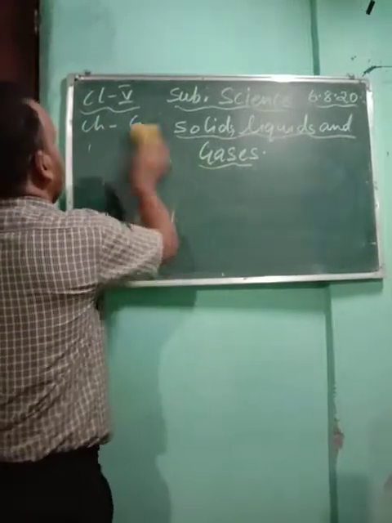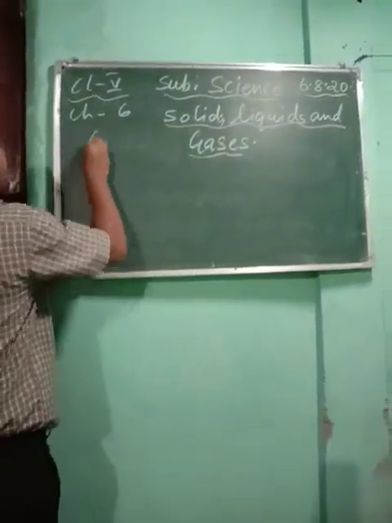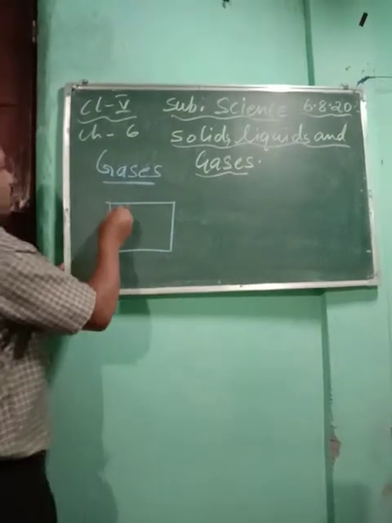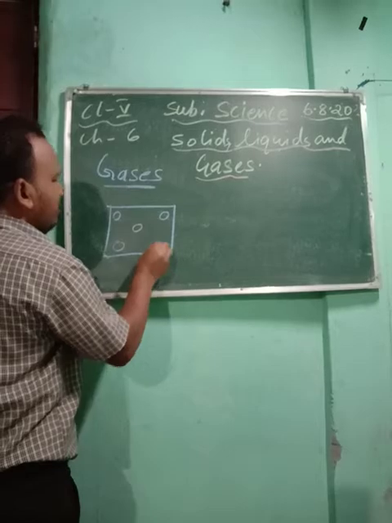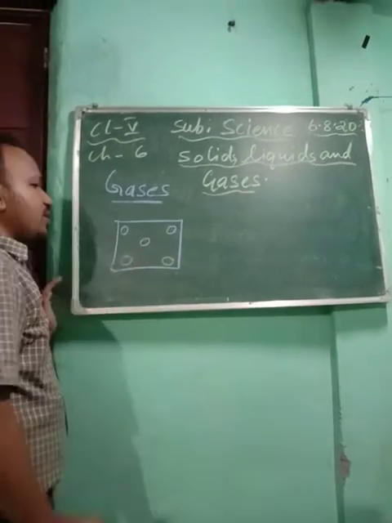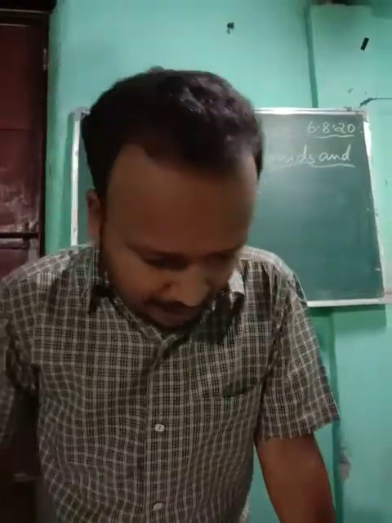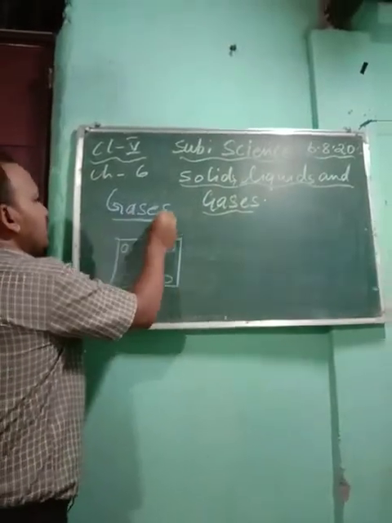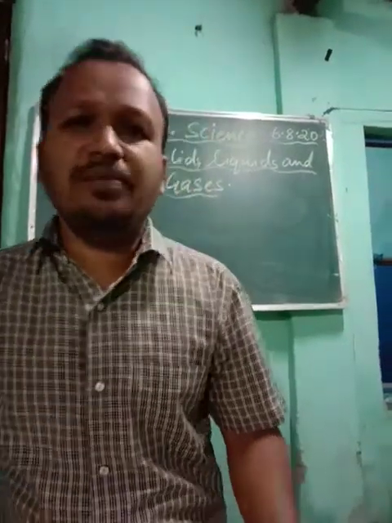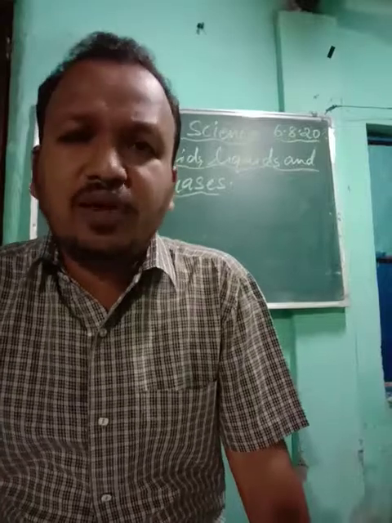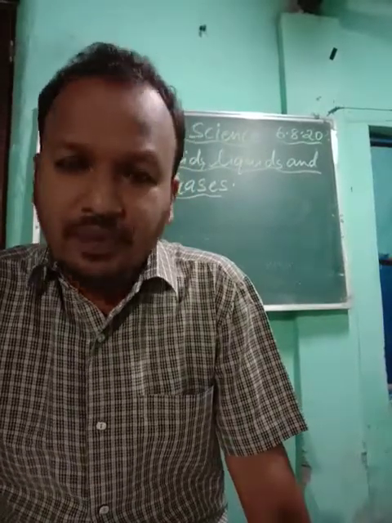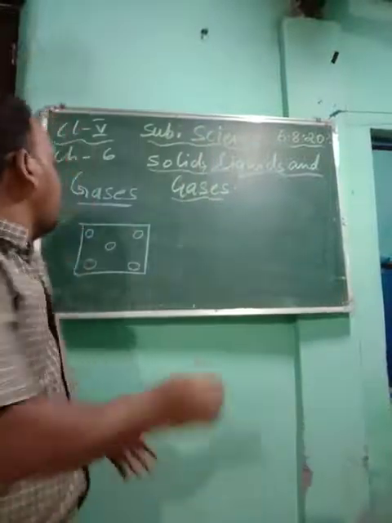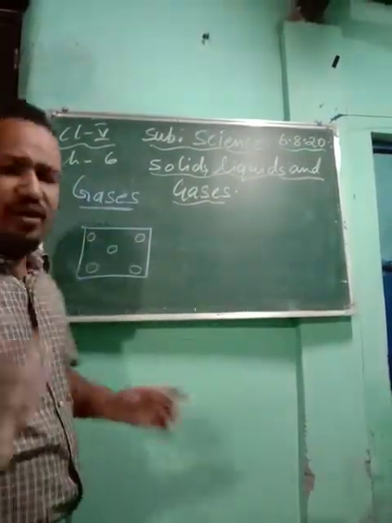Now about the gases. In gases, the molecules are very far away from one another. The molecules are very loosely packed, so there is lots of space between the molecules. That's why if there is a leakage in your LPG cylinder, the smell will quickly spread in that particular area, everywhere. So gases can move very quickly from one place to another. Why? Because the molecules in gases are very loosely packed.